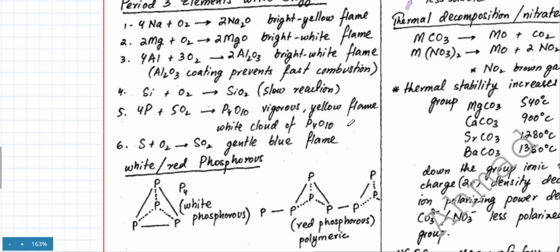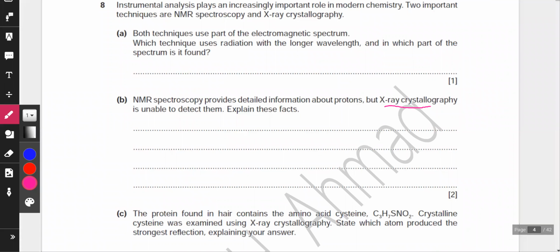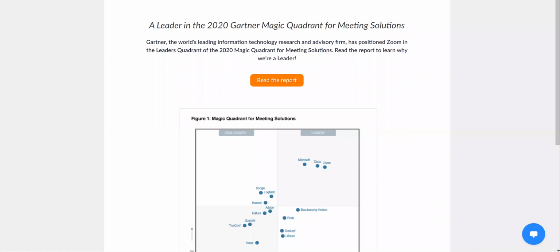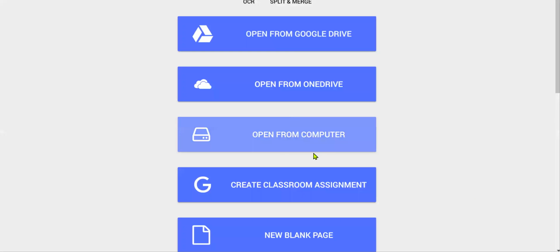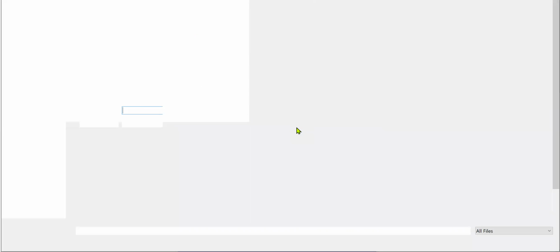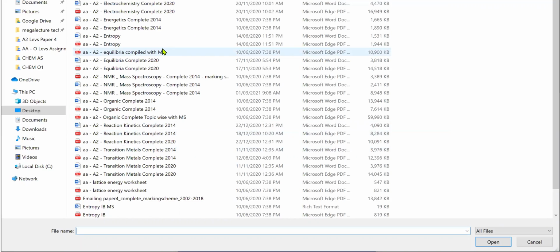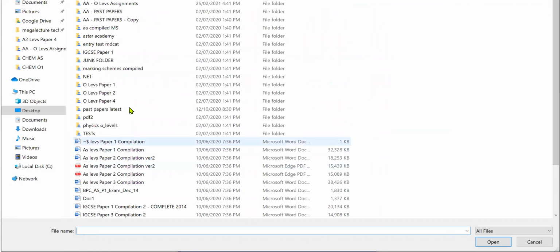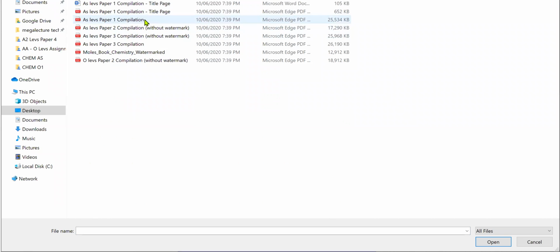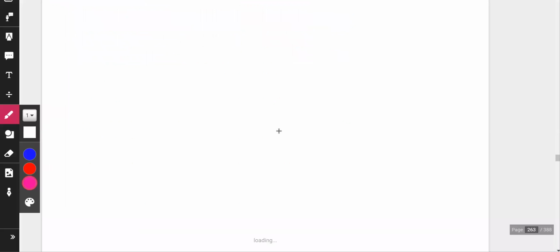Now we're going to do some past paper questions related to period three. The thing with inorganic chemistry is that most of the questions are just about memorization. You don't have to really think a lot. So if you have memorized these 3-4 pages very well, you should be able to do the question straight away. So let's do this one. I've already sent this paper, the worksheet. Just one second.